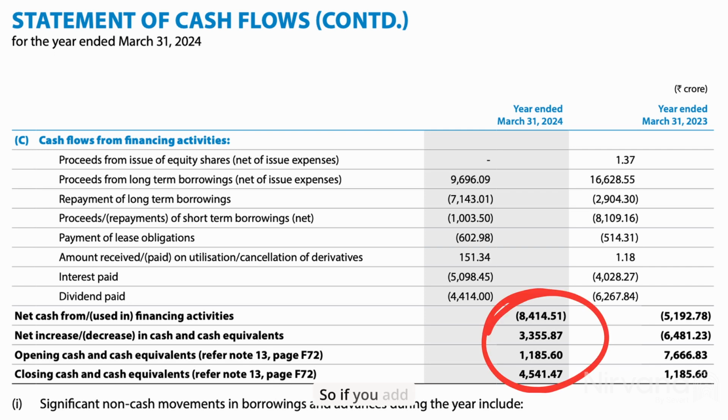crores. So if you add up all the heads, the cash flow from operating activities, cash flow from investing activities, and cash flow from financing activities, you will get the net cash of the company, or the net cash flow of the particular company. So now if you notice here, opening cash and cash equivalents here means the cash that the company had at the start of the year was 1,185 crores.